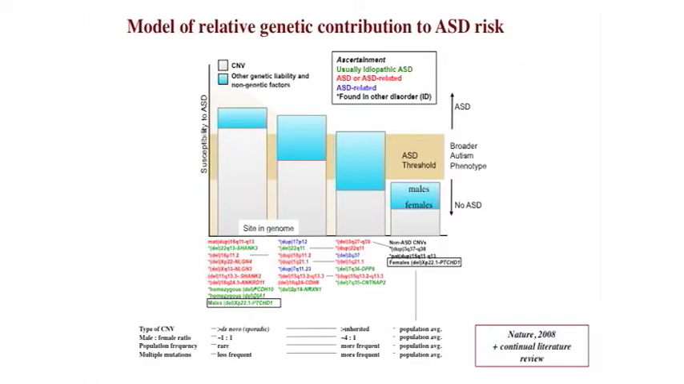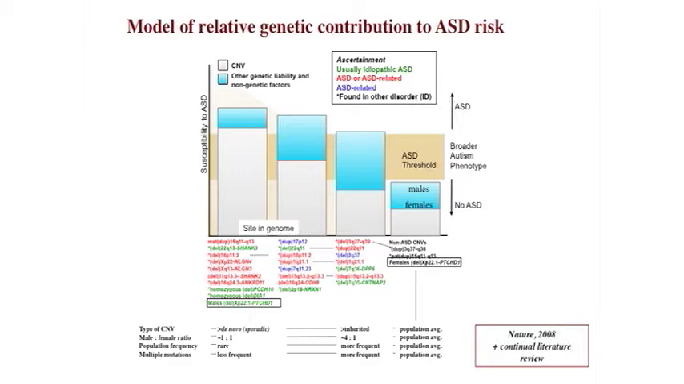So this is the general model that I'd like you to think about when I present some of this genome-wide data we talk about here. I've labeled this primarily as CNV events, but it could be any damaging mutation we're talking about. On the x-axis is the site in the genome, so the gene or the locus that's involved. And then on the y-axis is the susceptibility to ASD. In the general population, there's a given risk.